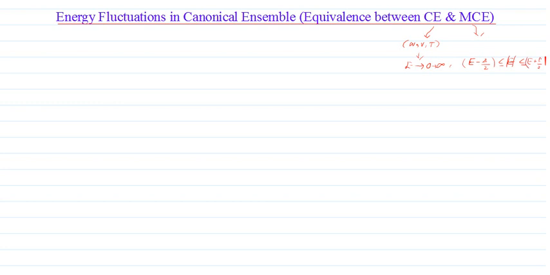Now we will compare and see that even though theoretically the energy can fluctuate between 0 and infinity for a system in the canonical ensemble, how far the fluctuation will actually occur in that system. So we are going to see that.